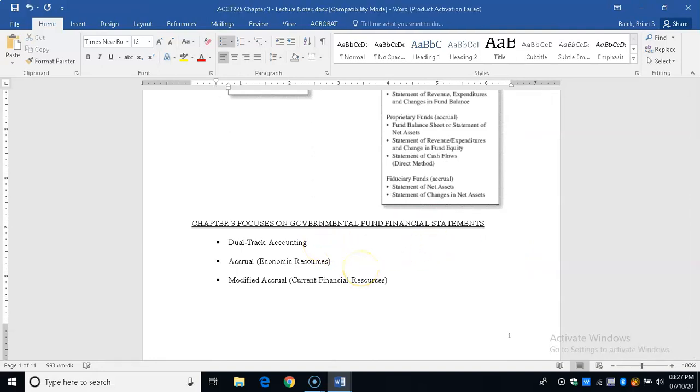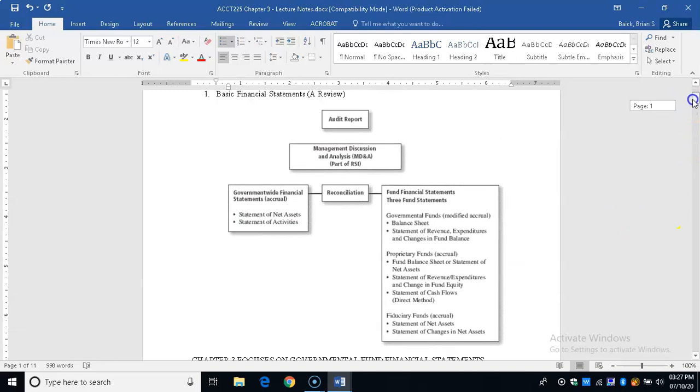First, a couple of terms. The fact that everything is done twice is called dual track accounting. It means that financial statements are done at the fund and government-wide levels. If you look here, you can see that we have financial statements that are created at the fund level and also at the government-wide level.